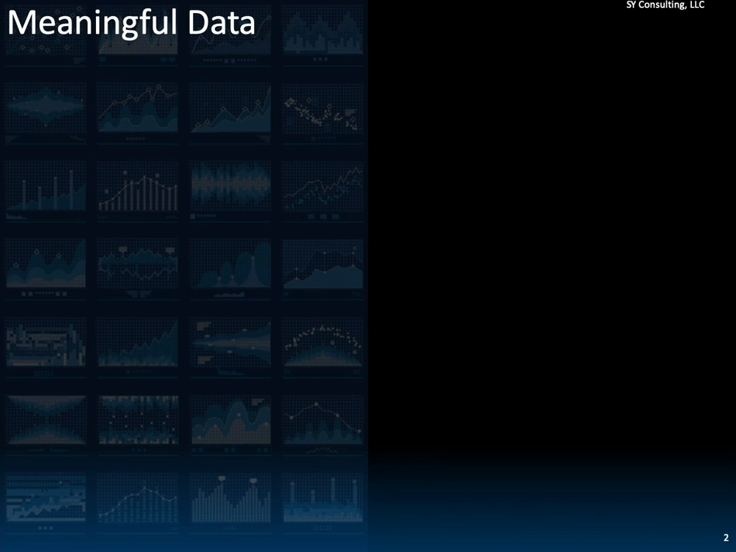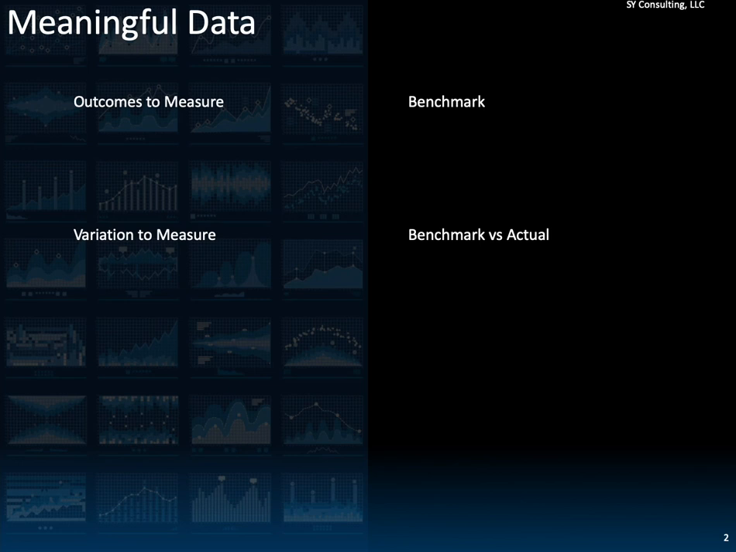Before we dive into how to extract meaningful data, we first have to answer a few questions. What outcome would you like to measure, and what is its benchmark? What variation of the outcome should be measured? What data sets connect to your desired measurement?